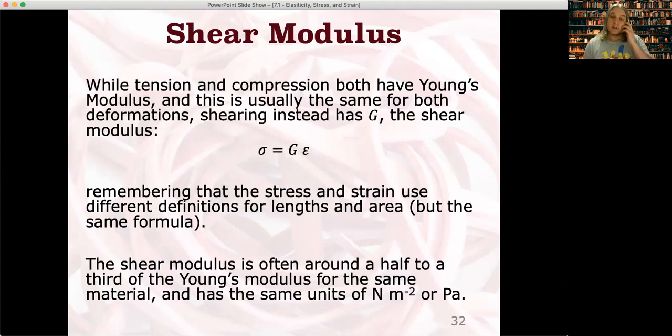But the equation is still the same. We've just got new terms that mean new things. So we still have stress is equal to modulus times strain, but now we're using the shear modulus, not the Young's modulus. Other than that, everything's the same, provided we use those new definitions for area, length and original length, or change in length and original length.